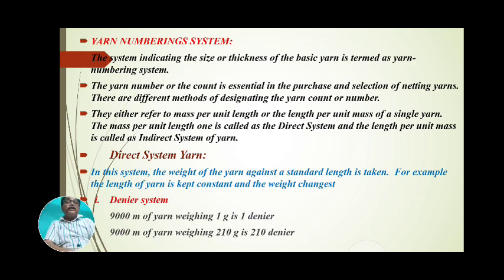Then the yarn numbering system. How this yarn numbering system is to be operated, and how it is to be given when nets are manufactured. The system indicating the size or thickness of the basic yarn is termed the yarn numbering system.